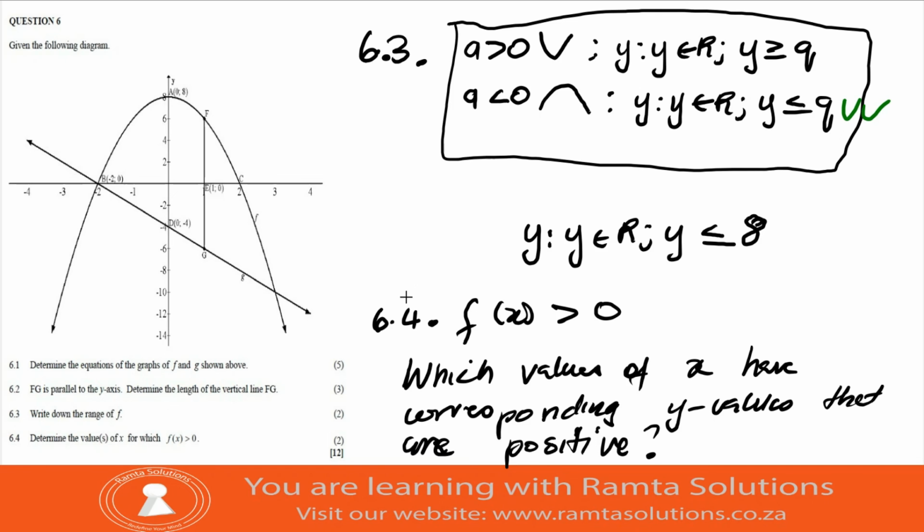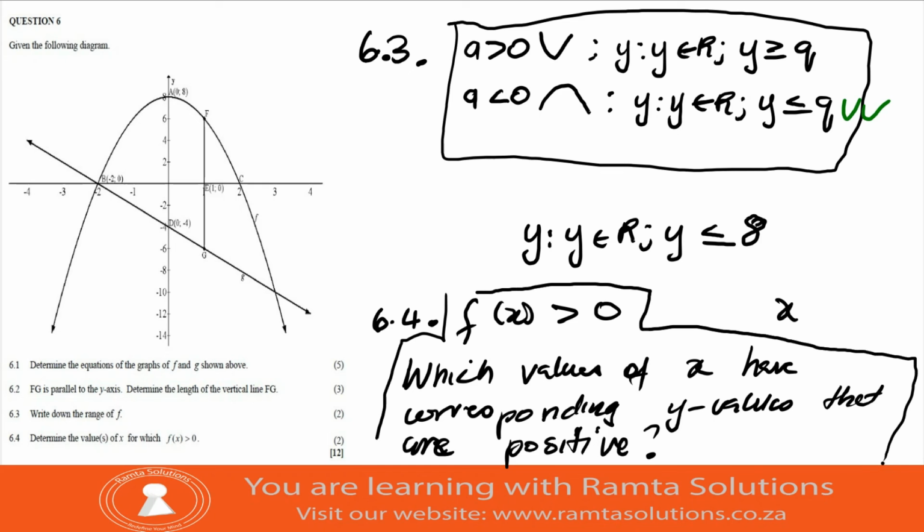Remember, f of x means y. So this means the y value is positive, right? Now, what this tells us, again, there is a condition here. The condition is it should be greater than 0, meaning it should not be equal to 0. So I will say when x is greater than -2 but less than 2, and this is how we solve it. Okay, and then we have our full 12 marks.